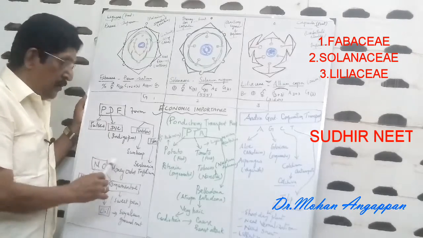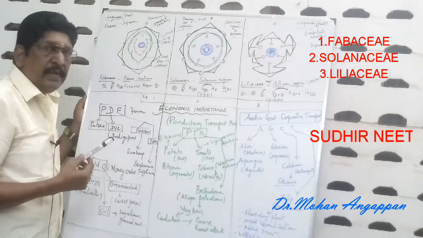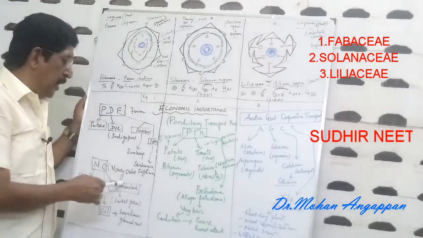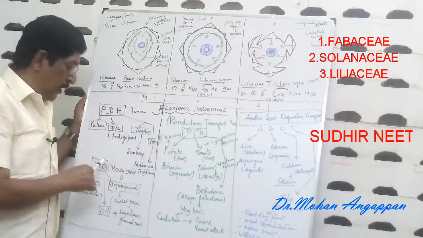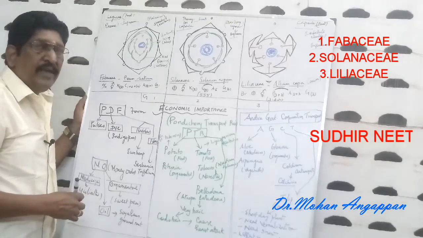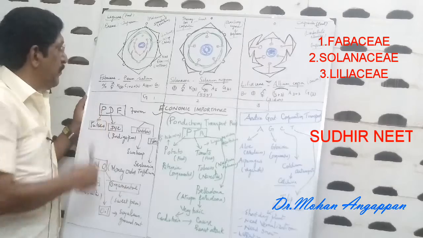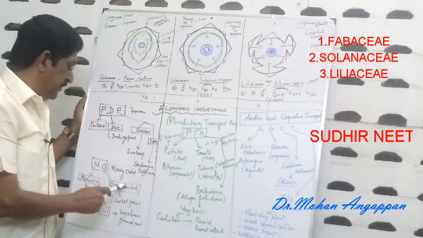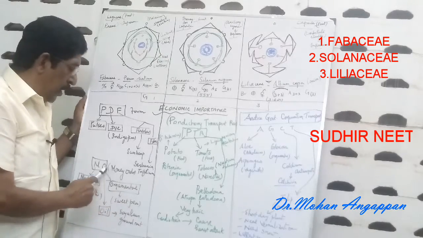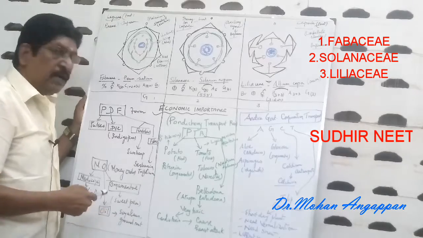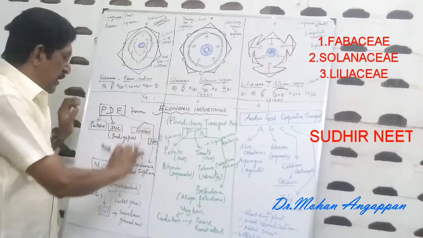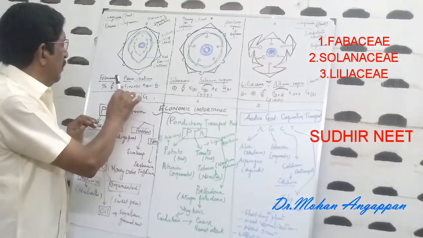You can remember another word, MO, money order. You know the word money order, MO. So M represents medicine and O for oil and ornamental. So M, medicine, medicinal plant, Mulethi, that is the medicinal plant in Fabaceae. And then O represents ornamental and oil. Ornamental plant is sweet pea, and oil is from soya beans and groundnut. So these are the economic importance of the family Fabaceae.